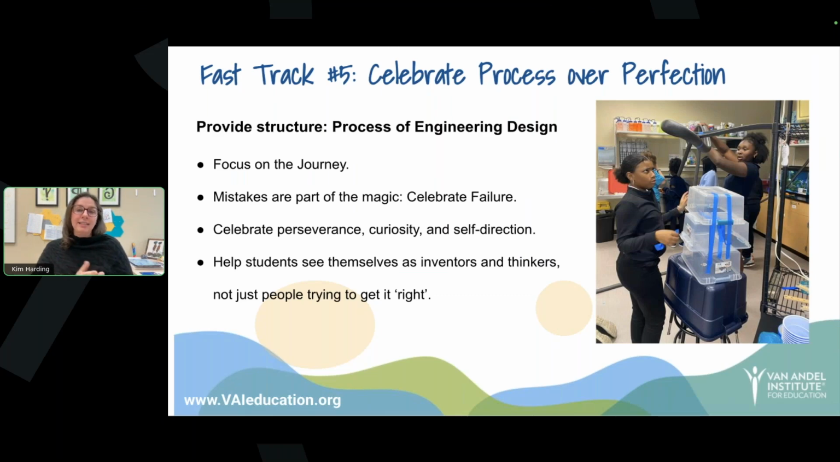So focusing on that journey, what are you going to do first? What are you going to do next? What do you think is going to happen? What is that outcome going to be? And then just mistakes, celebrate the mistakes, celebrate the failures, model your own failures, right?